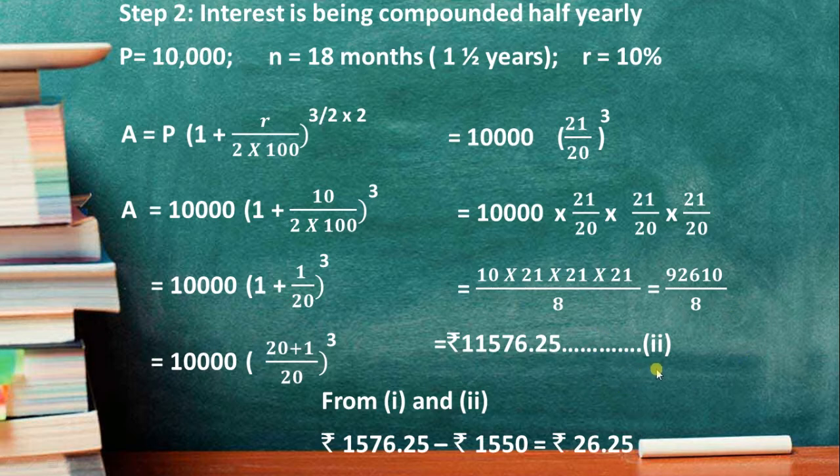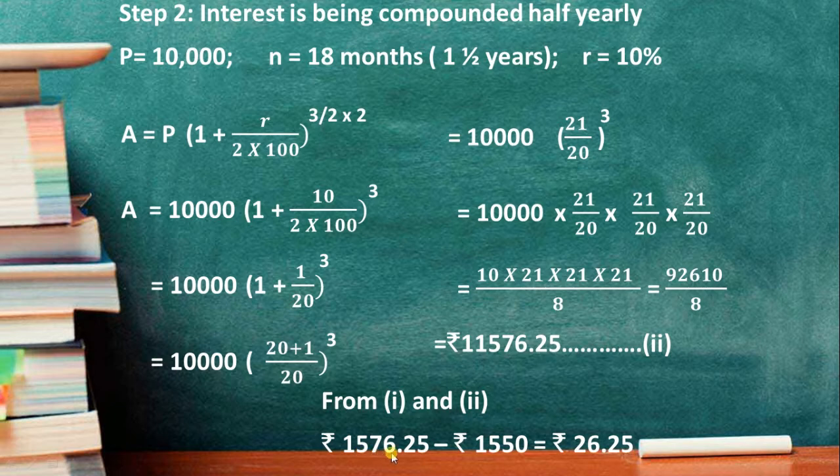Compound interest is equal to amount minus P. Compound interest will be equal to rupees 1576.25. Let us find out the difference between these two. That results as rupees 26.25.